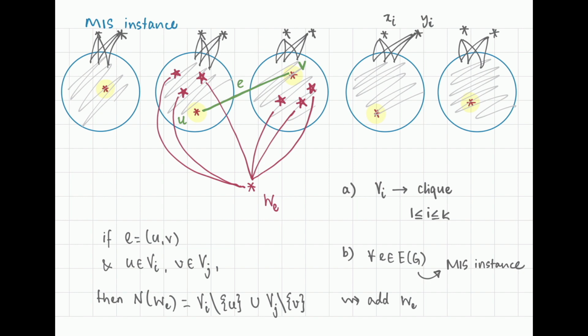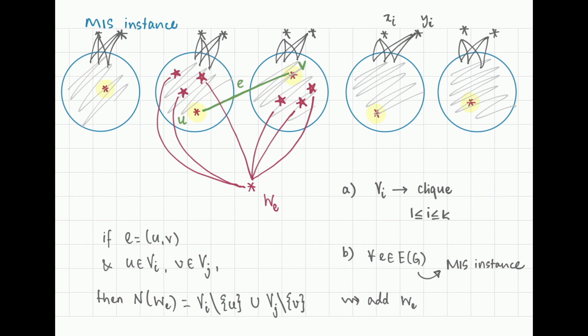And then for every edge in the MIS instance, which we assume always cuts across 2 distinct paths, we said that we will introduce a vertex that represents that edge, and we made this vertex adjacent to the union of these 2 paths, except for the endpoints of the edge, okay? The endpoints of the edge that the vertex is representing. And this was the key step that allowed us to encode information about the independent set as we moved into a dominating set.